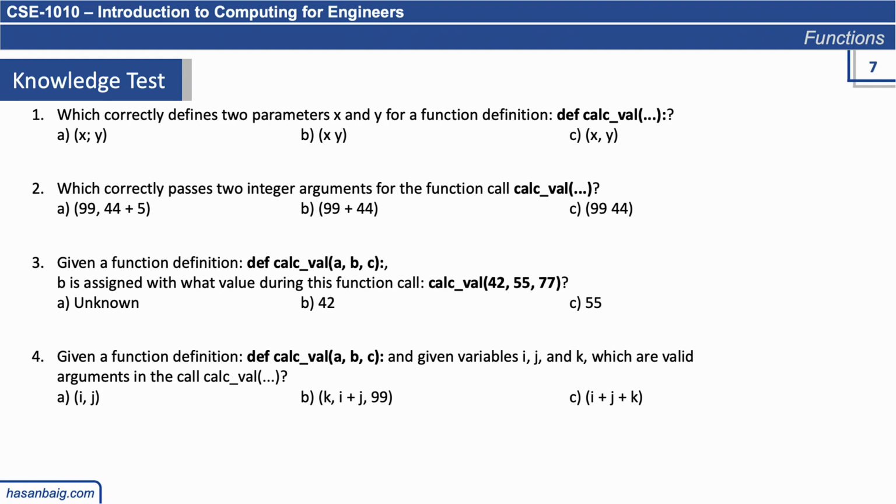Anyone on this side? Yep. C is the right answer, because we have to define two parameters, x and y, and they must be separated by comma. Okay.